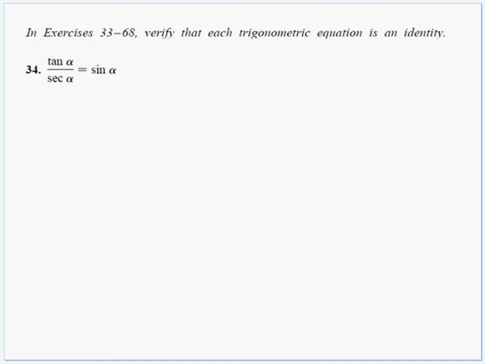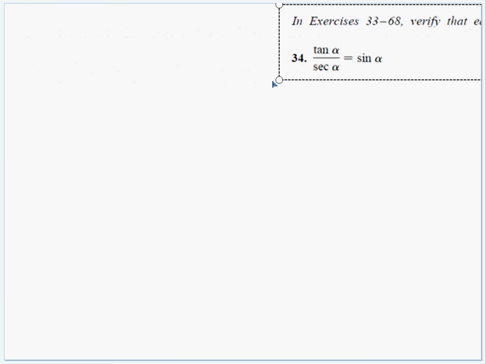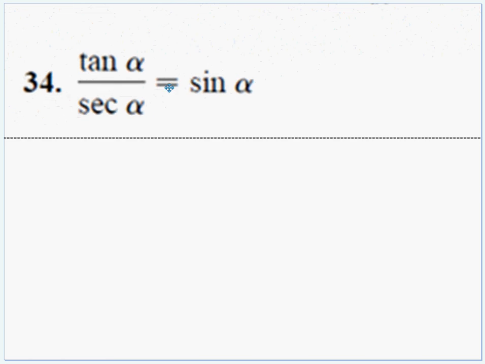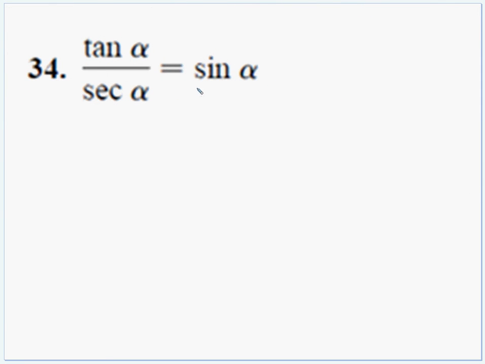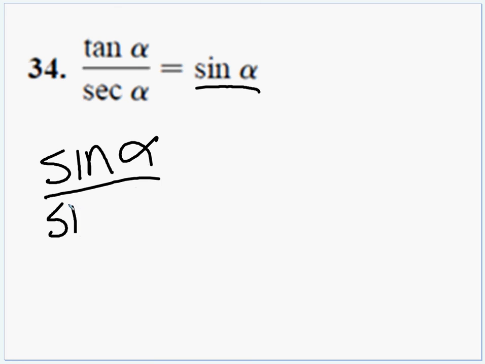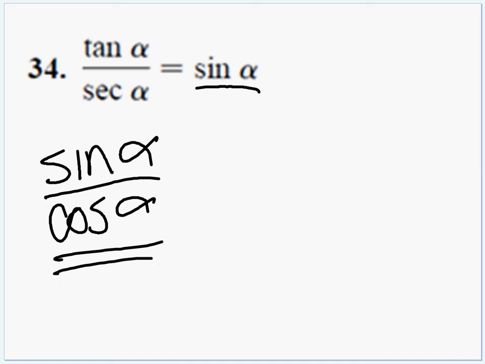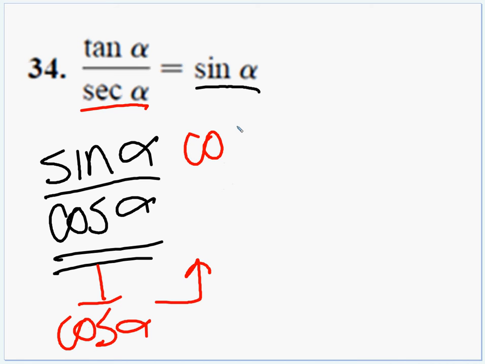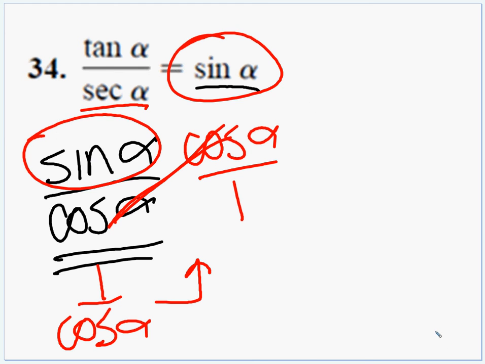Now we're on to the back, where we're going to do verify the identity. So we will know the finish line here. When I look at my finish line on 34, it's just sine. So maybe I'm going to come over here and turn into sines and coses. Tan is sine over cos. Sine alpha over cos alpha. And then we have this cosecant down here. That's 1 over cos. And of course, we'll bring that up and flip it over. So now it's cos of alpha over 1, and we get that cancellation on the diagonal. And we're just left with sine is equal to sine.